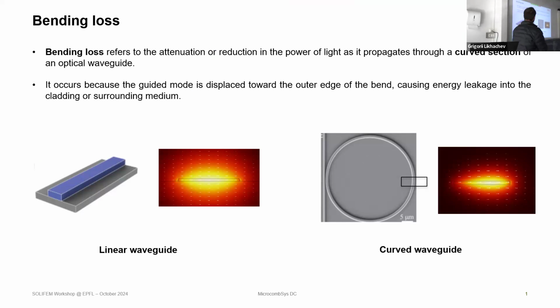Basically, if you have a straight waveguide, like I showed here, you can imagine the center of mass of the optical mode is at the center of the waveguide. But if it is a curved waveguide, you can imagine that the whole center of mass shifts, like a centrifugal force, towards the outer edge of your waveguide. So you can see here, this is the waveguide and your center of mass is towards the outer edge.